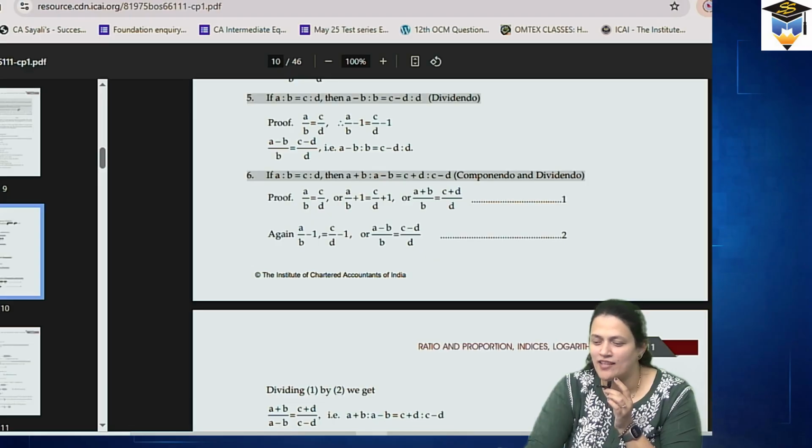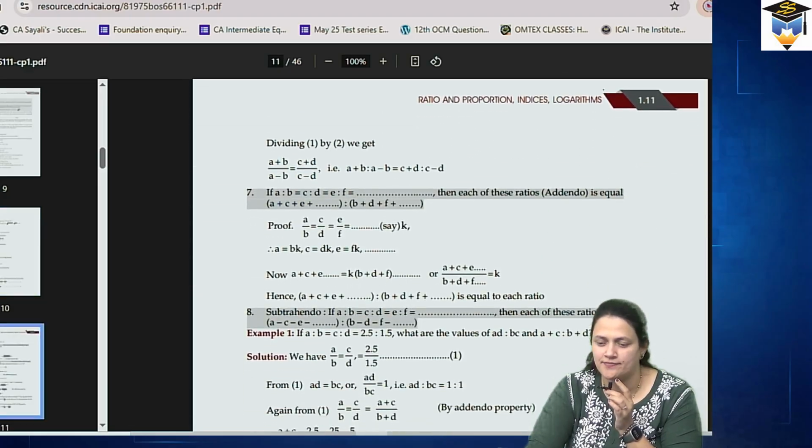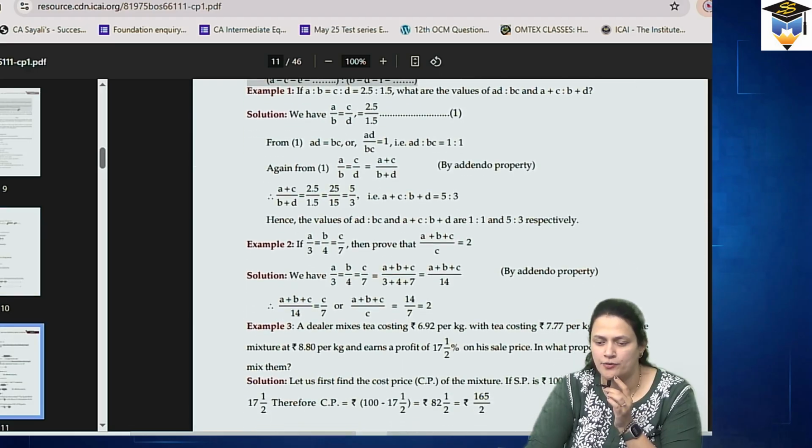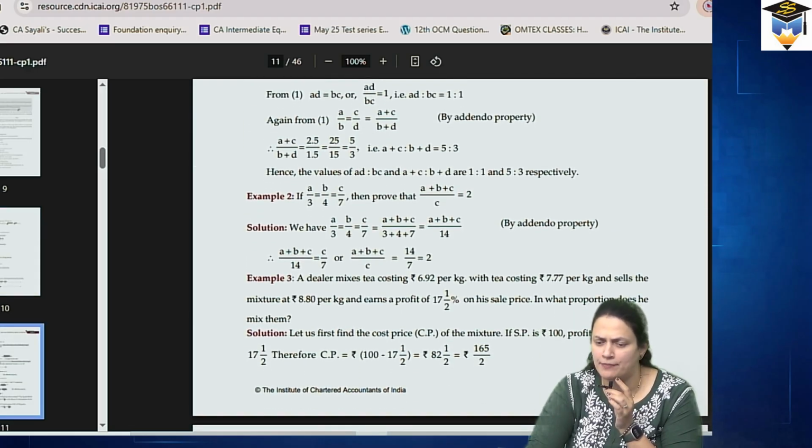Okay. So next. Let us take an example. Example number 2. They have given us 3 ratios which are in proportion. So A upon 3 is equal to B upon 4 is equal to C upon 7. We have to prove that A plus B plus C upon C is equal to 2. If they have given us this ratio, by addendo property, add all the numerators upon all the denominators. So A plus B plus C upon 14 you get.